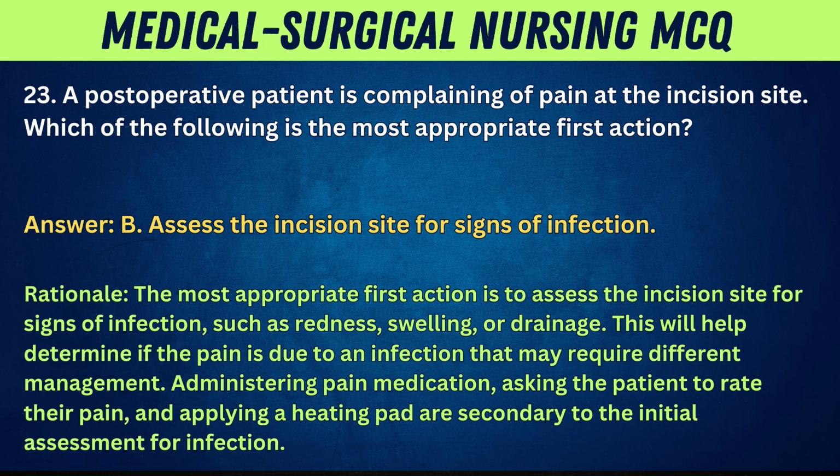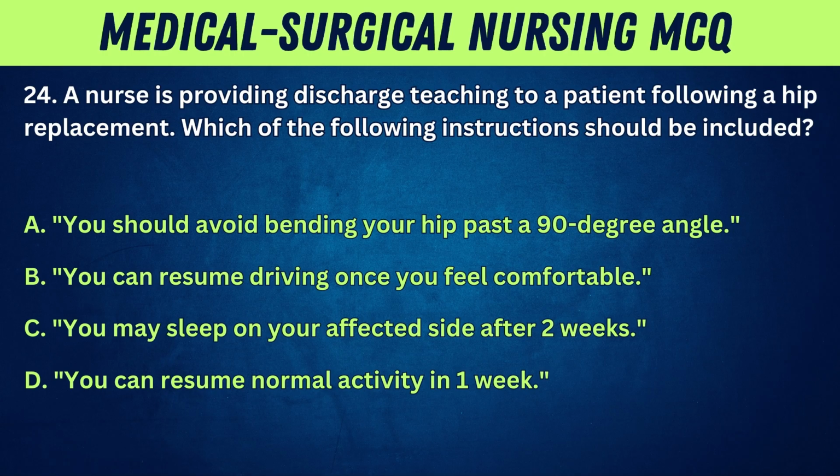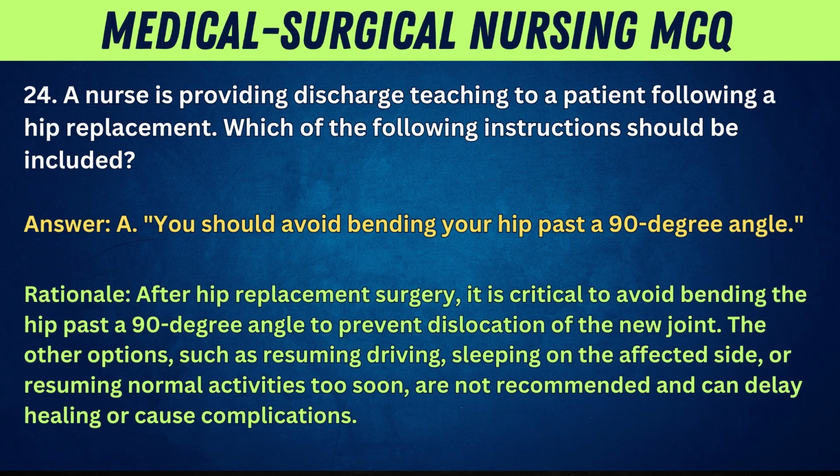assessment for infection. 24. A nurse is providing discharge teaching to a patient following a hip replacement. Which of the following instructions should be included? A. You should avoid bending your hip past a 90-degree angle. B. You can resume driving once you feel comfortable. C. You may sleep on your affected side after 2 weeks. D. You can resume normal activity in 1 week. Answer: A. You should avoid bending your hip past a 90-degree angle.